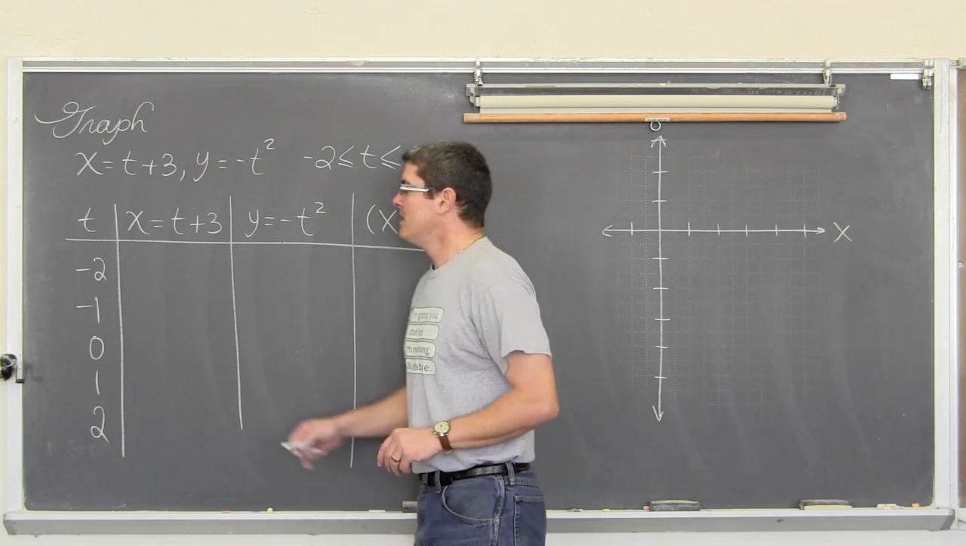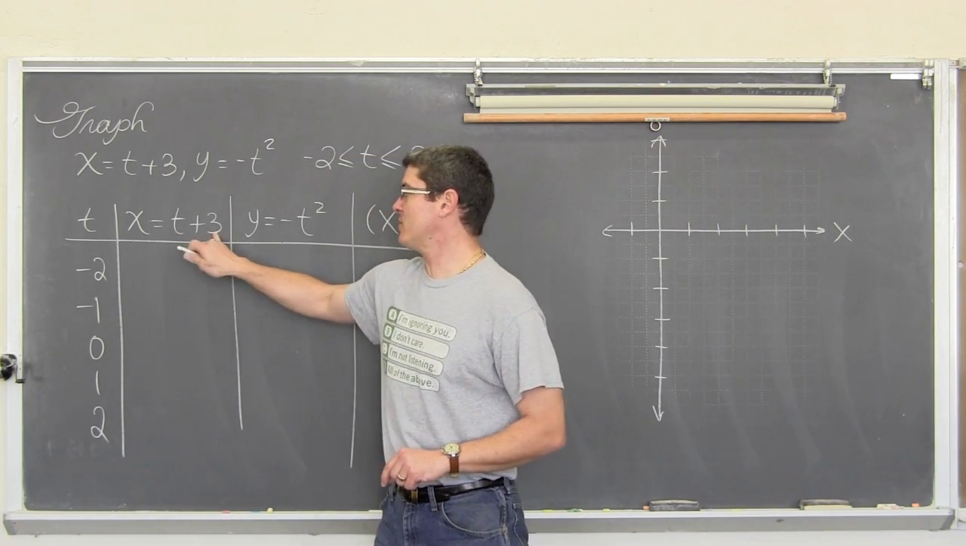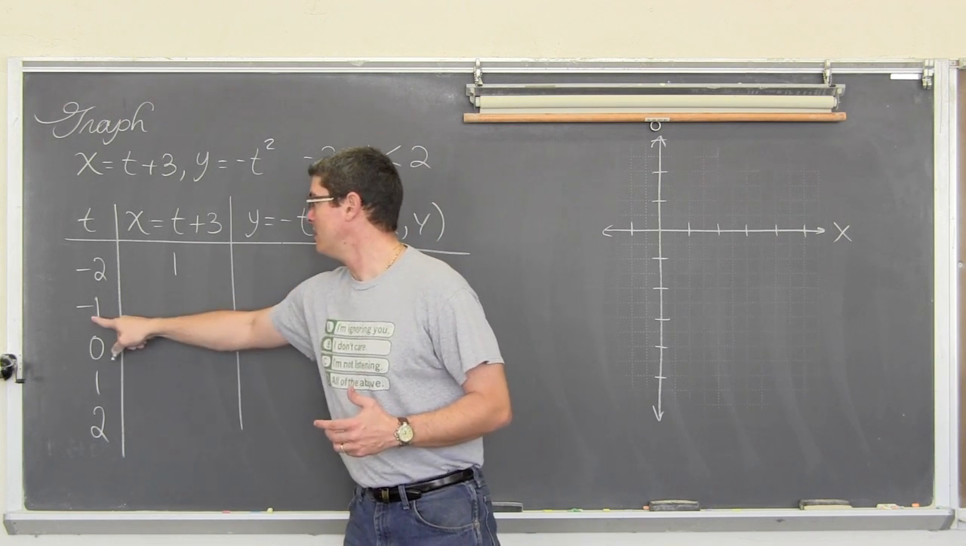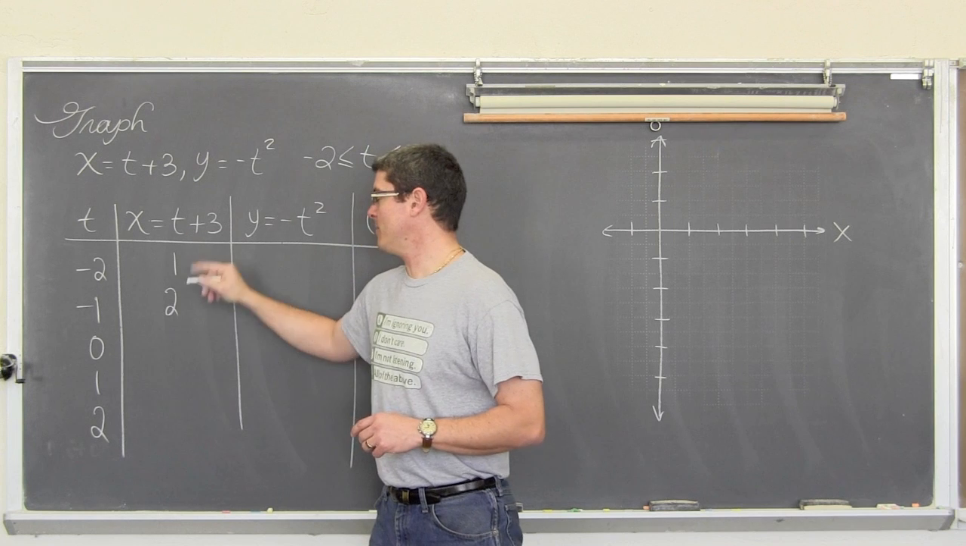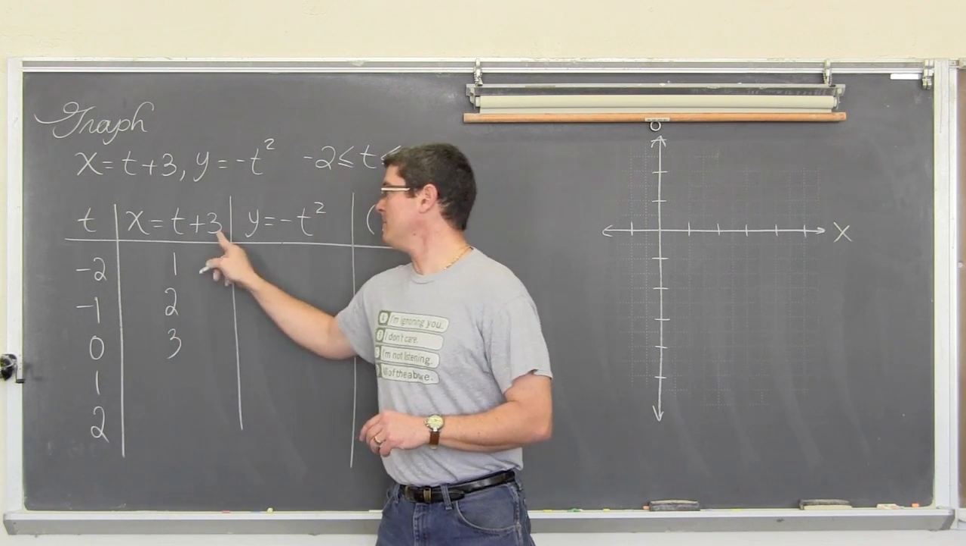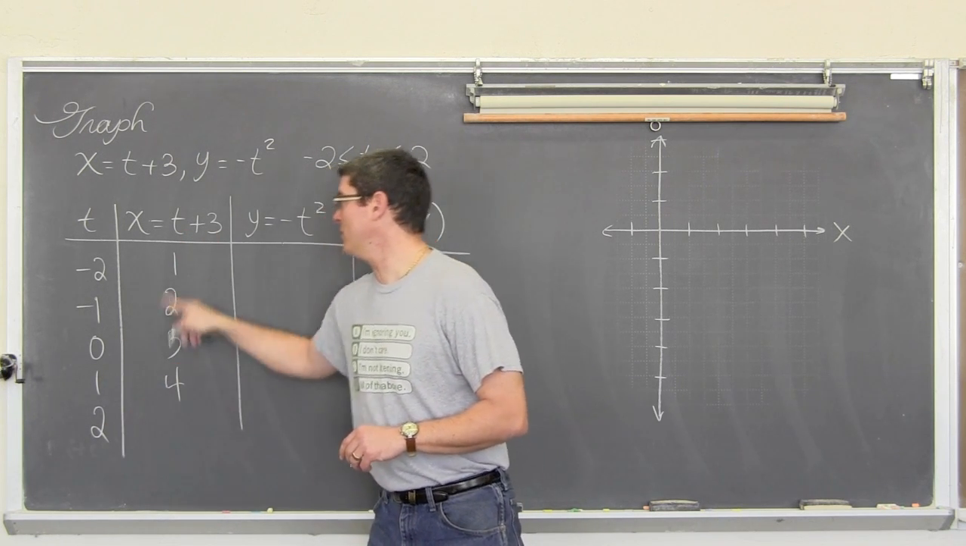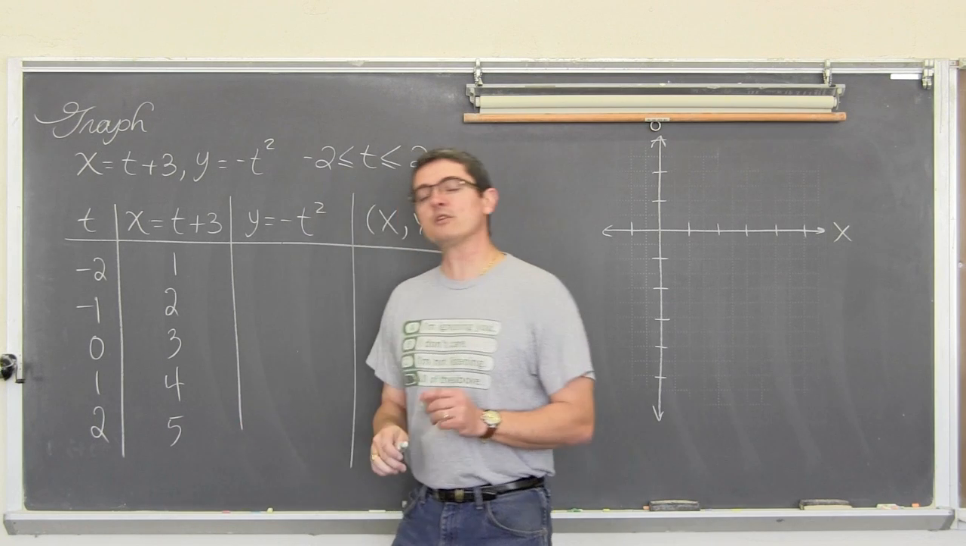So at any rate, t equals negative 2. So negative 2 plus 3 is 1, negative 1 plus 3 is equal to 2, 0 plus 3 is equal to 3, 1 plus 3 is 4, and 2 plus 3 is equal to 5.